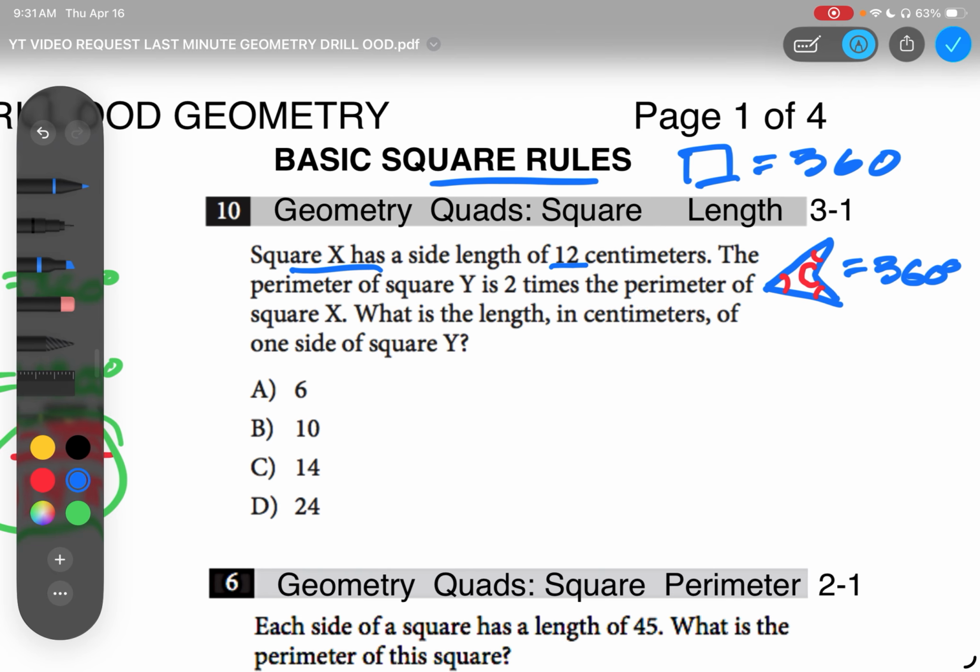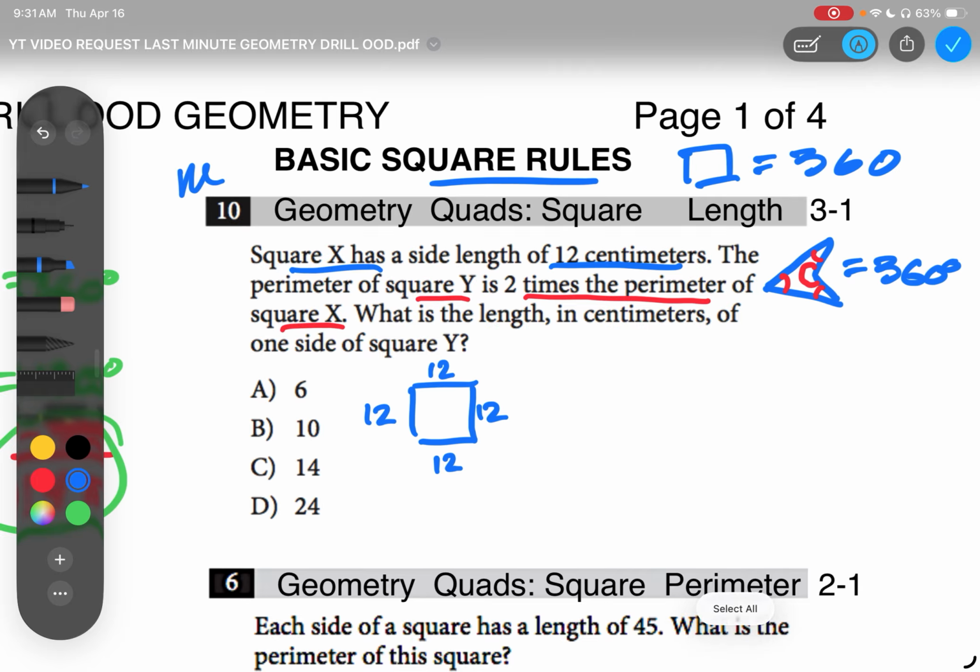Square X has a side length of 12 centimeters. On a scratch piece of paper, I'm going to draw my square roughly. I got side 12 measurement, 12 and 12 measurements all the way around. But then they tell me the perimeter of square Y is 2 times the perimeter of square X. All right, what is the perimeter of square X? Now I got to think outside the box. Why? Because this is a medium level question.